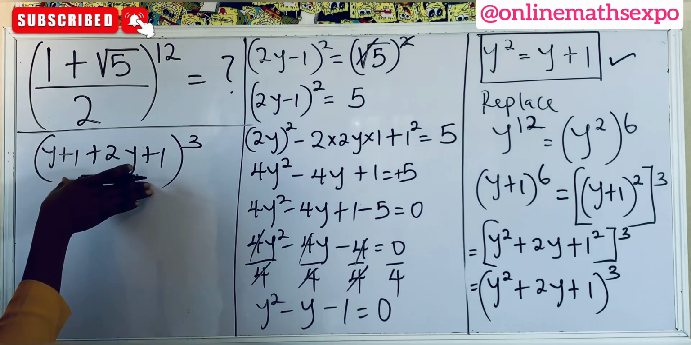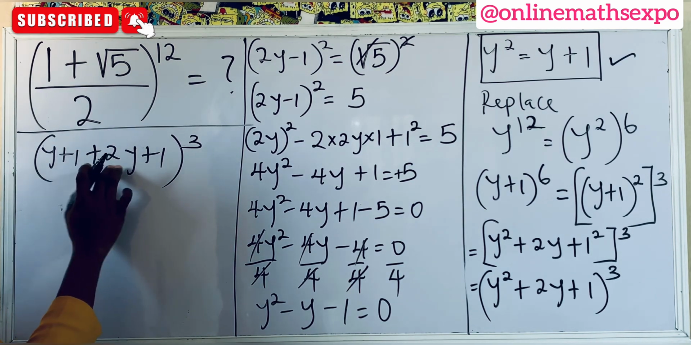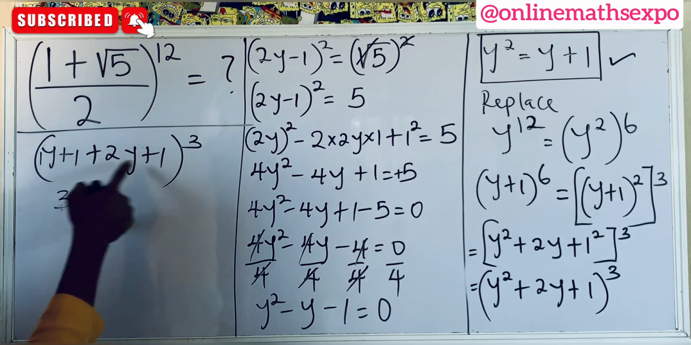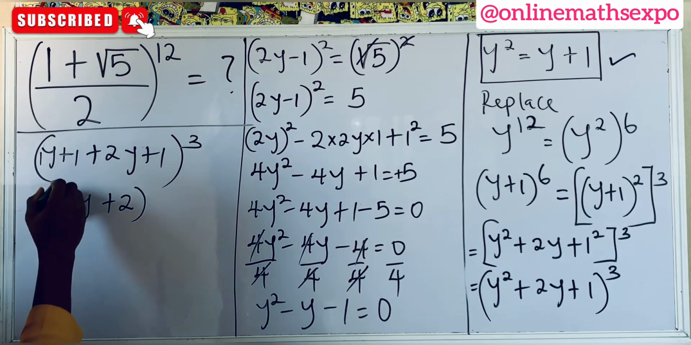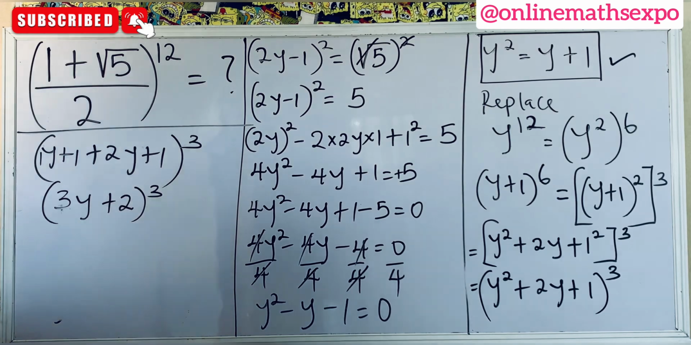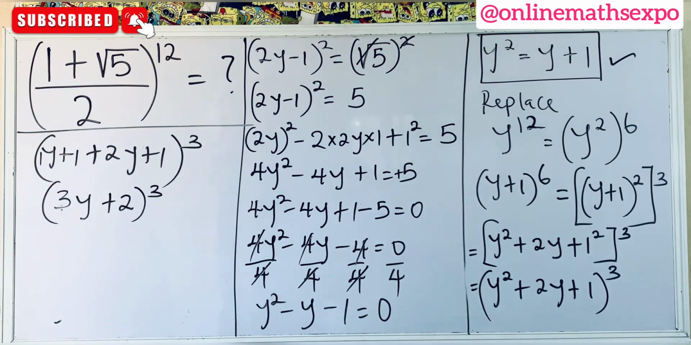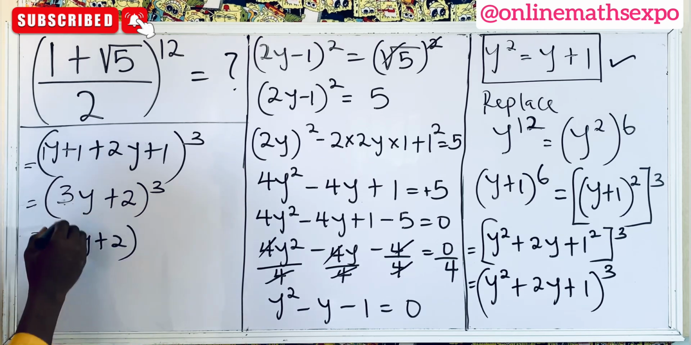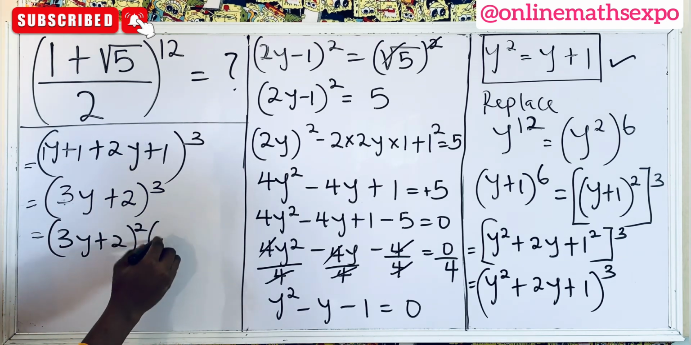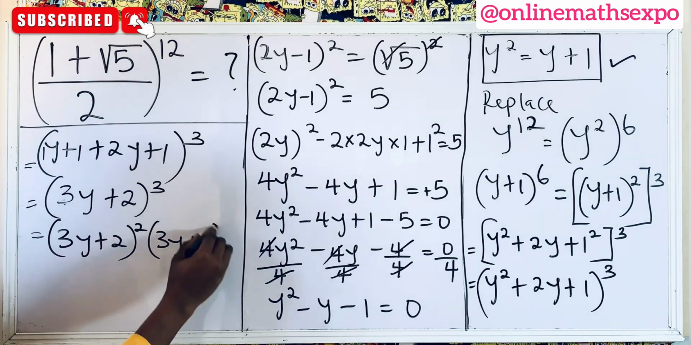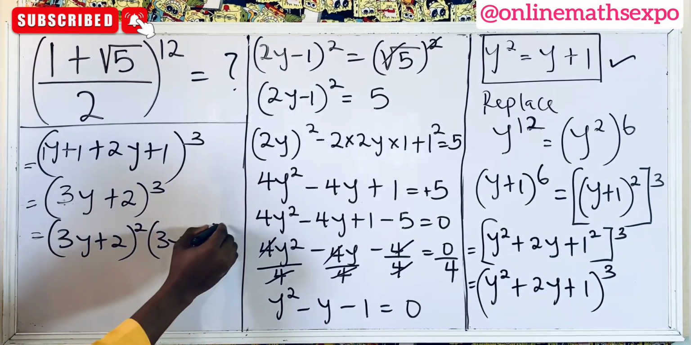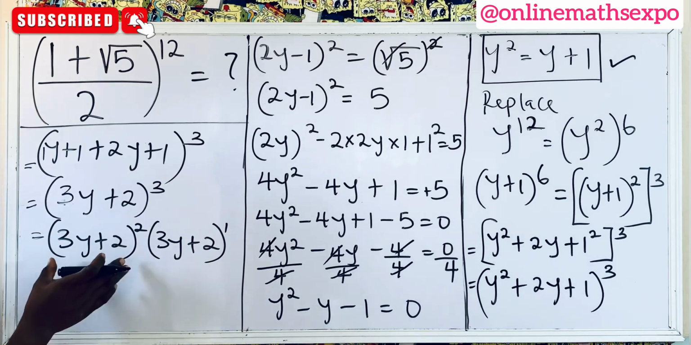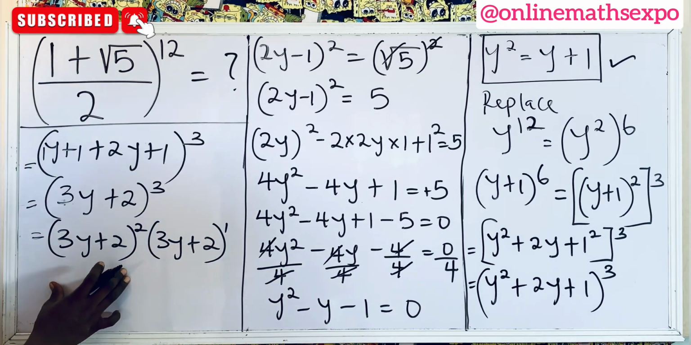So let's simplify the inside. y plus 2, remember the quotient is 1. So if you add, you have 3y. Add this, you are going to have 2 raised to the power of 3. So what do we do? Split this to have (3y plus 2) to the power of 2 and (3y plus 2), so that if you add the powers, it returns you to 3. So let's expand this using our formula.